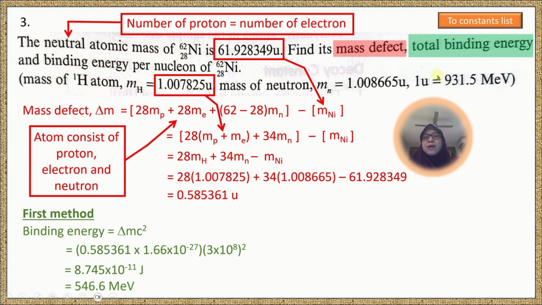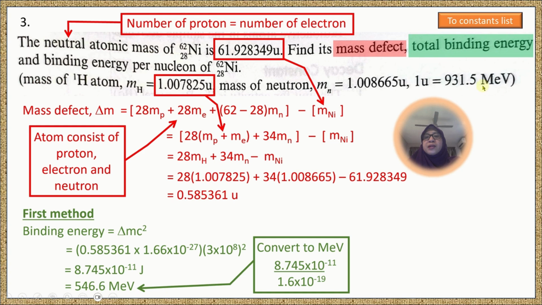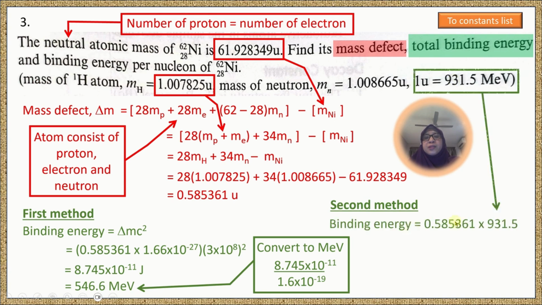But in the question here, it is given that one unified atomic mass is equivalent to 931.5 mega electron volt. So you can get your total binding energy from this given information also. The second method, we can straight away use the mass defect times 931.5. So the answer is 545.3 mega electron volt. We use this given information to get total binding energy in a shortcut method. So here is the longer method.